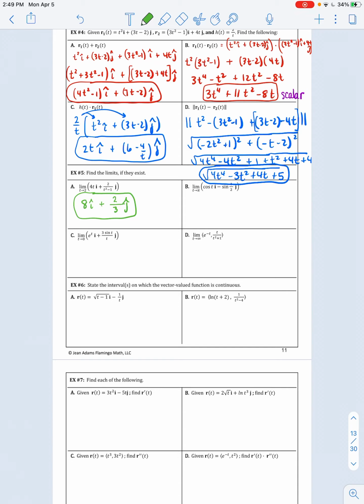This one, again, you're going to be looking at approaching or substituting in pi. So the cosine at pi is negative 1. So that would be negative 1i. I just put plus, but it's probably going to be plus or minus. If I put the pi in for t here, it's sine of pi over 2, which happens to be positive 1. Well, the negative in front of it is positive 1. And then j, so this ends up being negative i minus j.